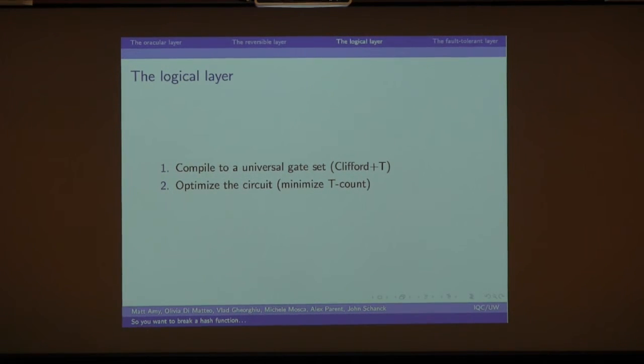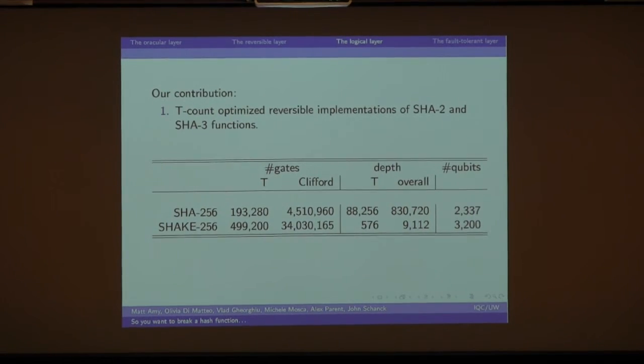And Grover says that this is going to take you square root of 2 to the k queries to some function f, which takes a k-bit input and tells you whether or not h of x is equal to y, right? And classically, you're going to do something like 2 to the k queries. Okay, but queries are not really a good thing to compare.